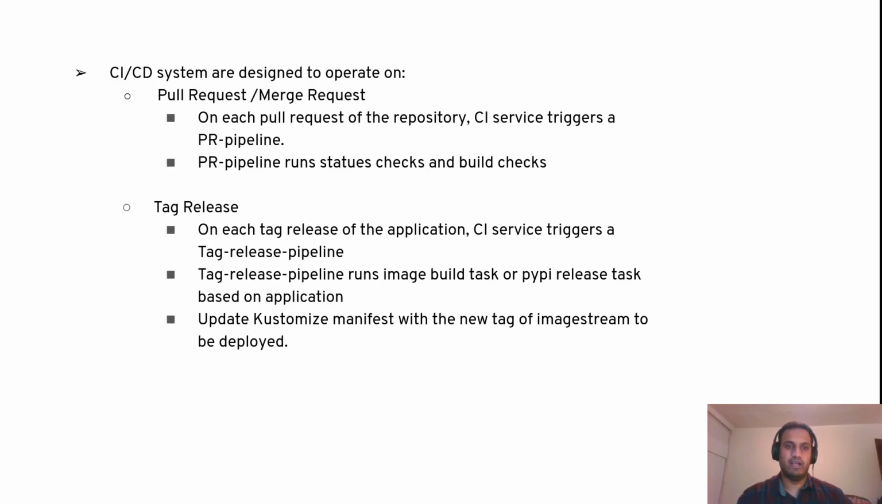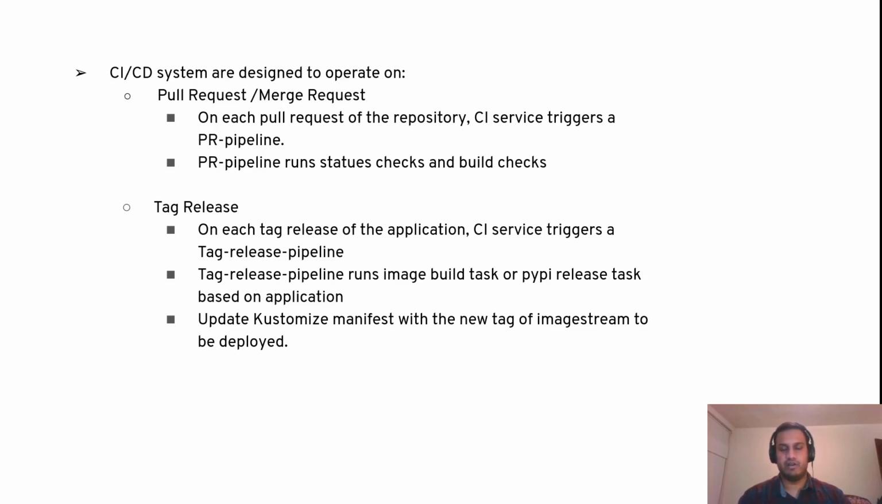So we focused on two aspects here. One was on pull request, and another was the tag release. As a contributor creates a pull request, the CI services will trigger a pull request pipeline. A pull request pipeline will run some status checks, such as PyTest, linting checks, and also check the build to see if the whole application can be built into a container image or not. Once this process is done, the checks will return the validation.